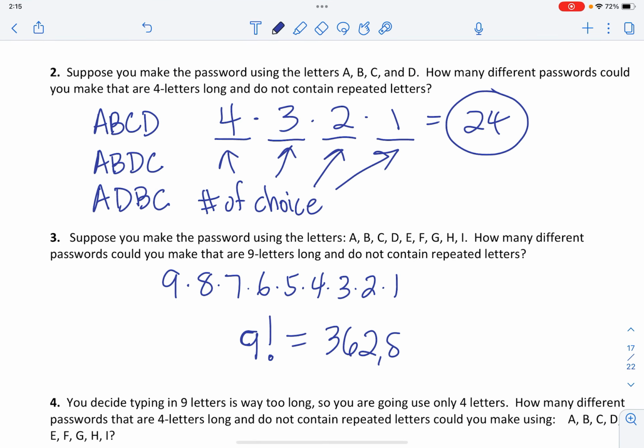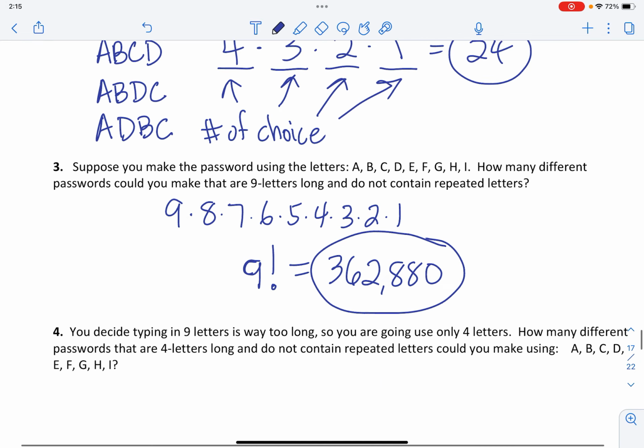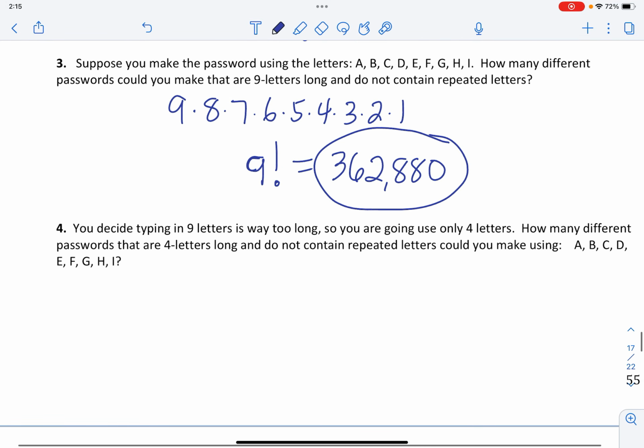I'm good to go. Okay, so use that factorial feature if you can figure out how it works on your calculator. Otherwise, you're just going to have to go 9 times 8 times 7 all the way down. Okay, let's change it up a little bit here. Now you're going to use 9 letters, but you only want a 4-letter password.